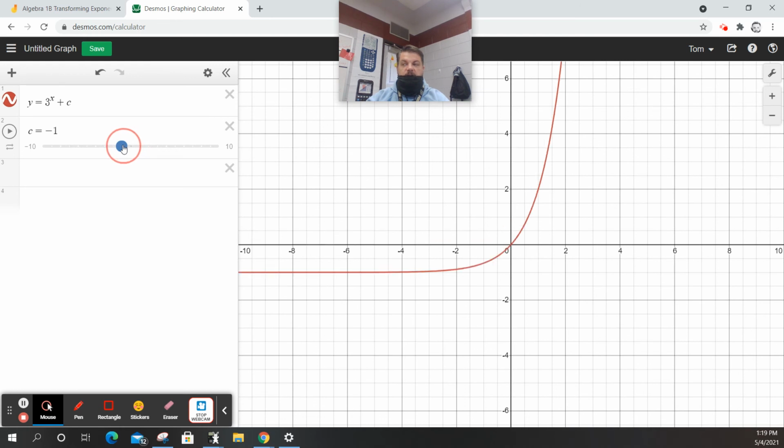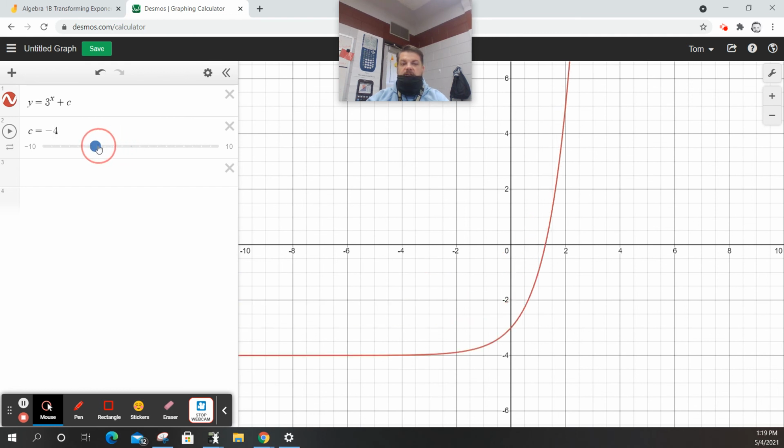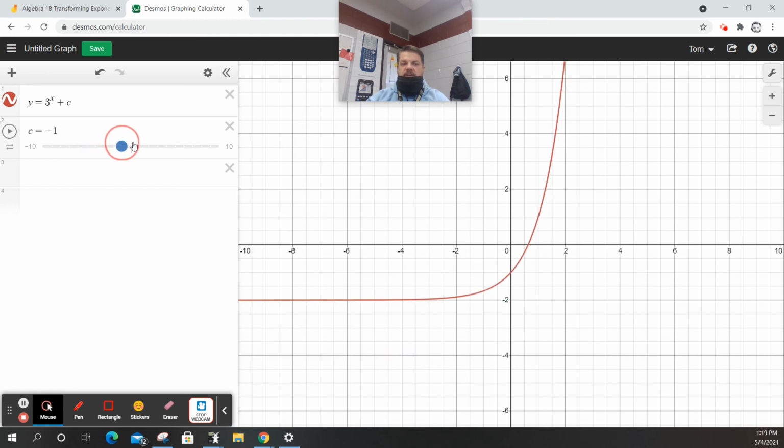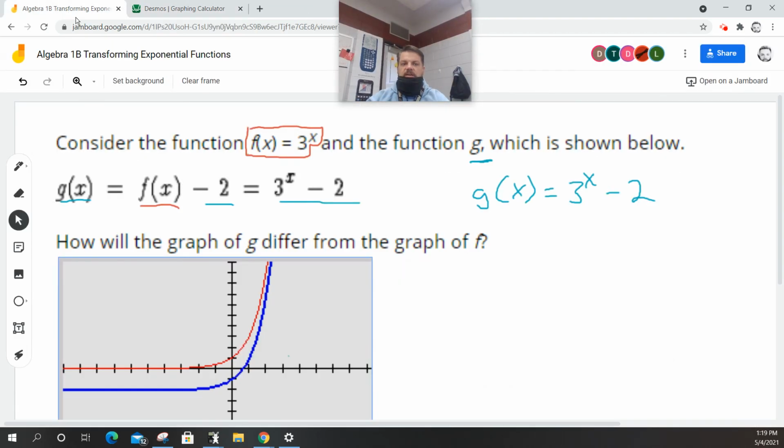If I go to -1, what's the graph doing? It just shifts down. If I go to -2, it shifts down again. If I go to -3, it just shifts down. So as this number changes, it goes down. If I move in the positive direction, what does the graph do? It shifts up, but it's -2, so that's the graph, okay? And that's it.